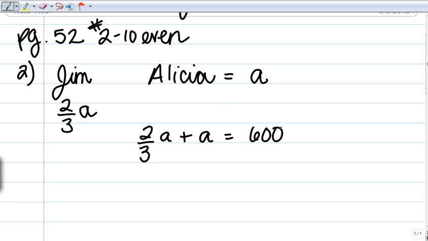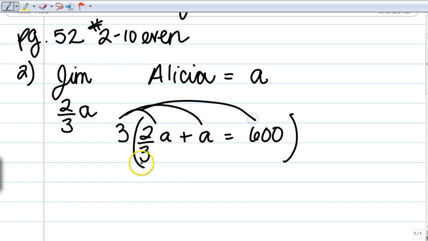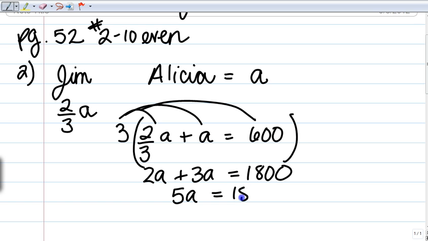And then you go ahead and solve. I'm going to multiply everything by 3 so I can get rid of my denominator here. So I have 2a plus 3a, which equals 1,800. I combine like terms. I have 5a equals 1,800. So when I divide by 5, a equals 360. So that is Alicia's pay.